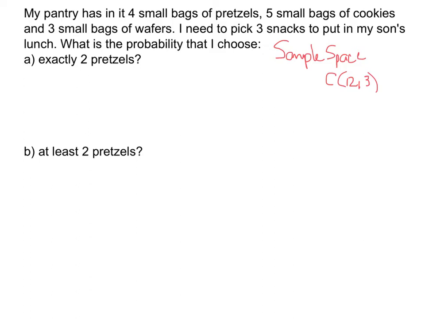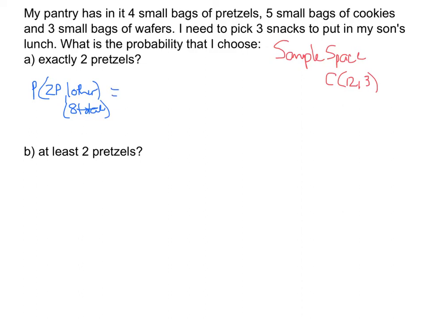That's our sample space. Now, when we go to the probability of exactly 2 pretzels, we're looking at a specific. But notice that since there are 3 snacks altogether, if we're going to choose exactly 2 pretzels, we still need a third snack, and that third snack has to come from the cookies or the wafers. And since there are 5 cookies and 3 wafers, we have 8 possible to choose from.